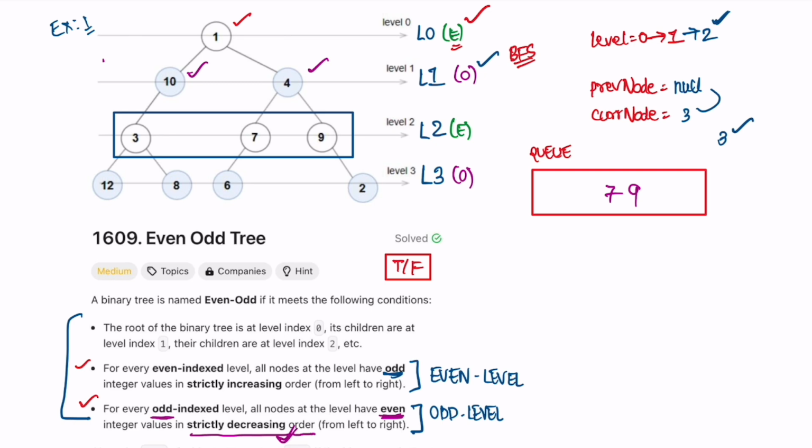Now 3 becomes previous, and before going to the next element, check if 3 has a left child. Yes, 3 has a left child, so add it into the queue. Check if 3 has a right child. Yes, so add it into the queue.